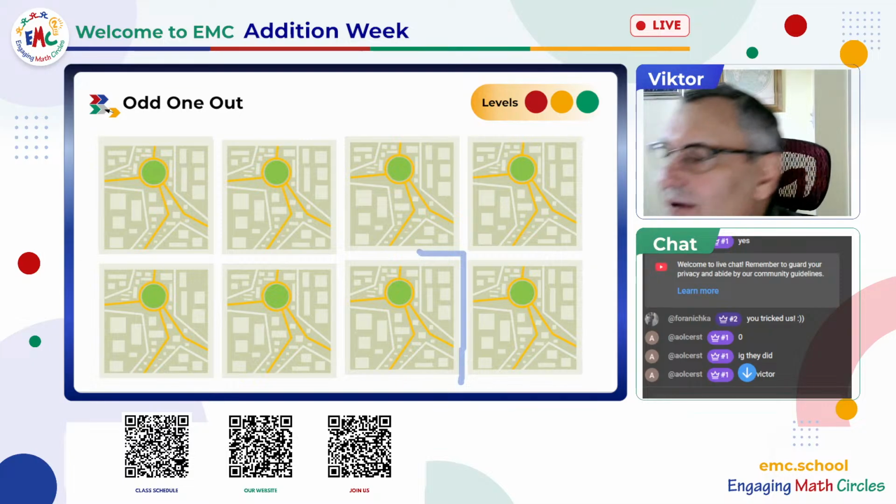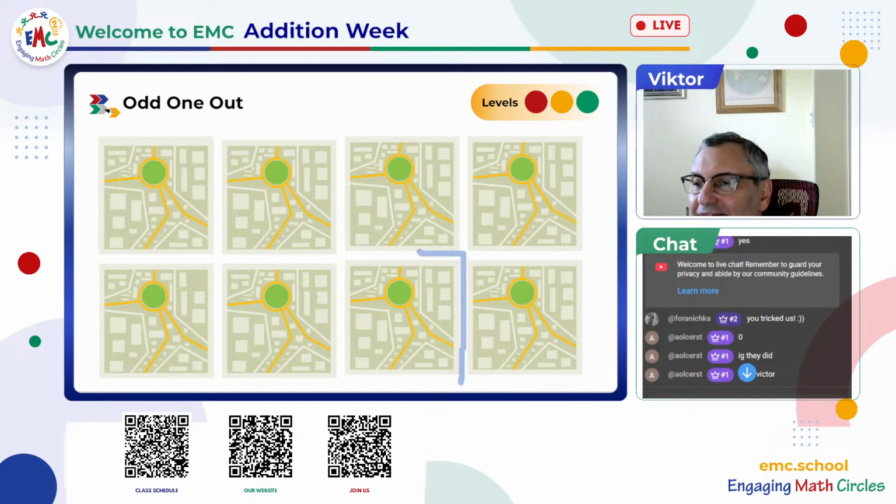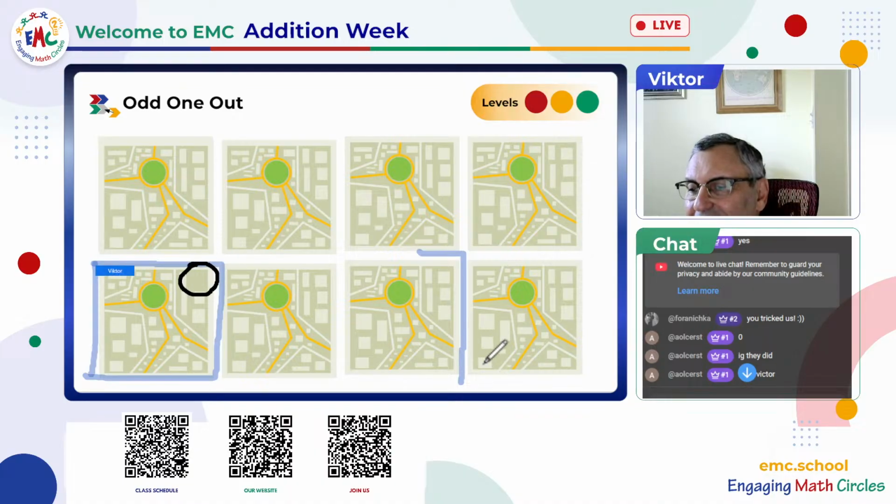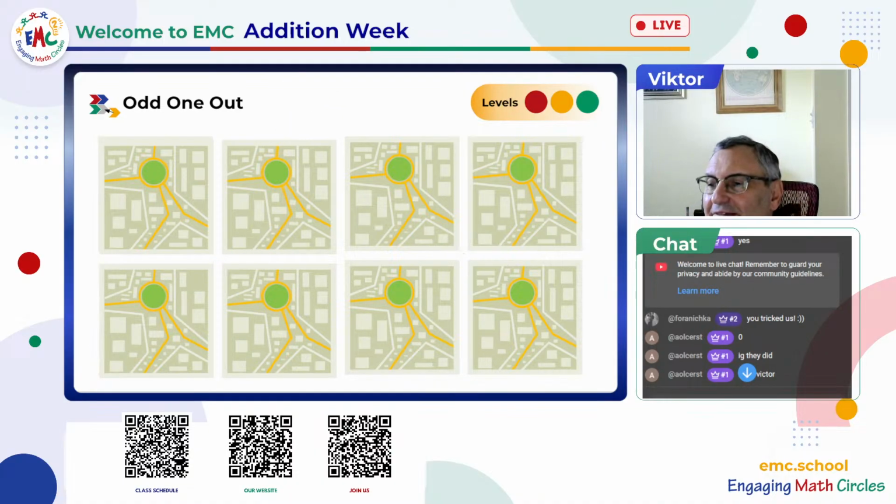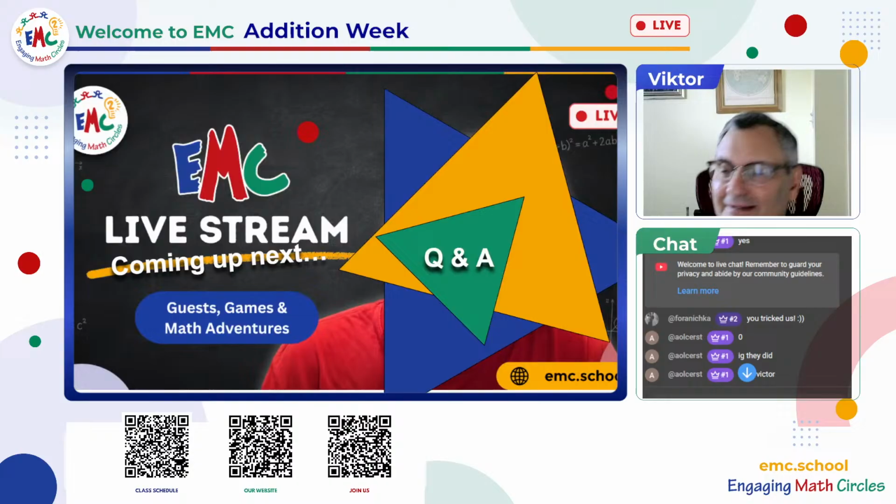Not the biggest one. Now I see. This one. Yeah, that's the one. This building is missing from that corner. Yes, that's right. Awesome. And it was a big building. Yes, not the biggest, but a big one.